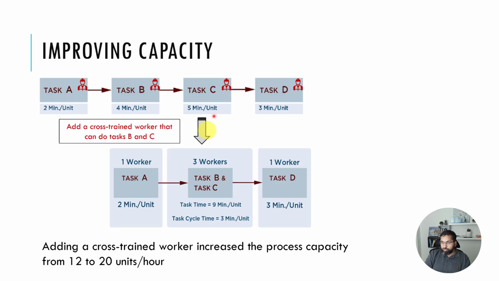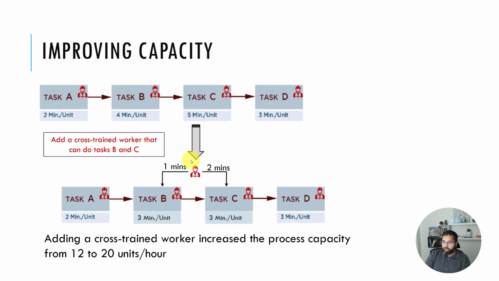Another way to think about a cross-trained worker is that task B and C now have 3 workers and a total time of 9 minutes. So when 3 workers attack a task of 9 minutes, they can finish that in 3 minutes. So task B and C combined became a new task with a cycle time of 3 minutes, with 3 workers working on this task. And so you have task A, 2 minutes per unit, task B and C combined at 3 minutes per unit, and task D at 3 minutes per unit. And then the bottleneck is this and this. They are equally the bottleneck. And then the capacity will be 60 over 3 minutes per unit, or 20 units per hour. So that's another way to think about it.